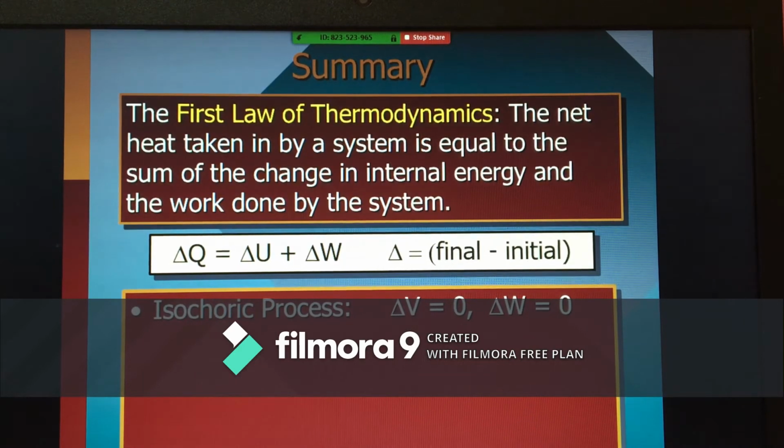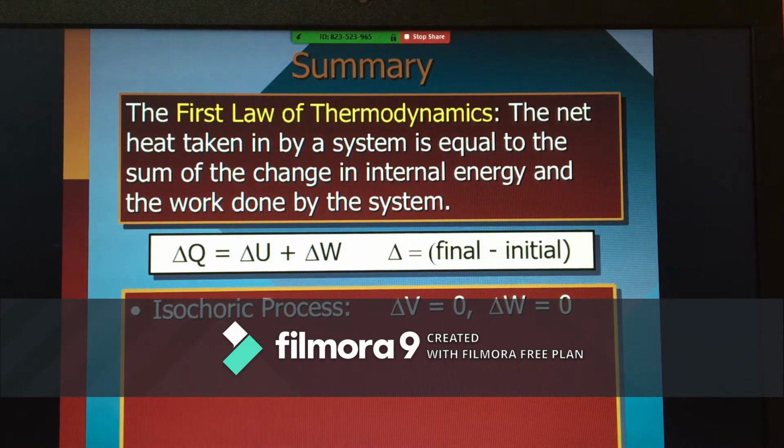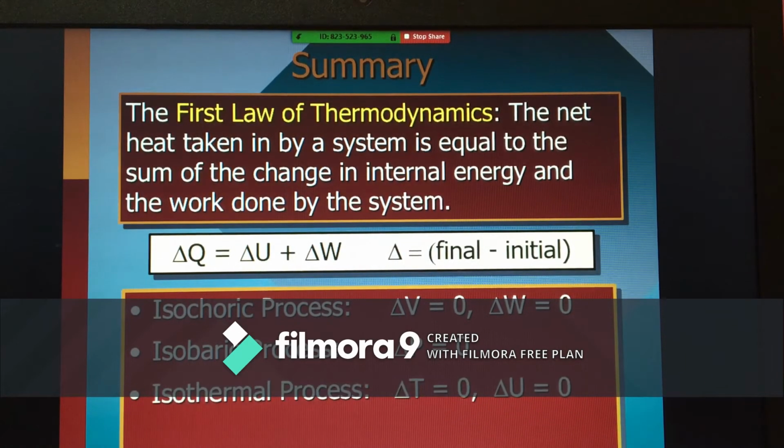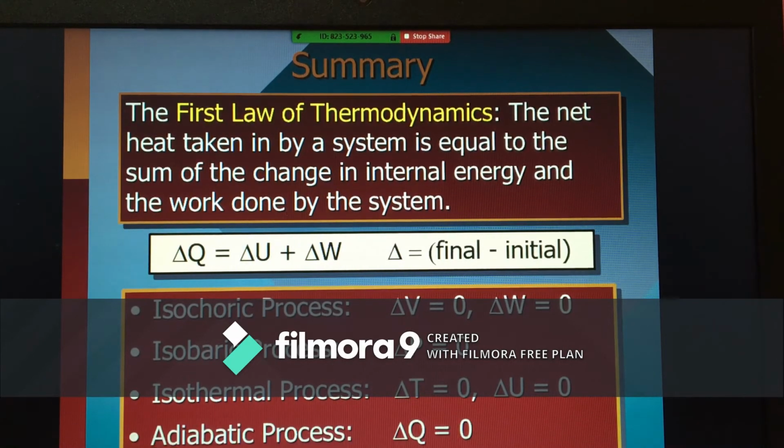Then, we have four processes. The first one is the isochoric process. So, delta V is equal to 0 and delta W is equal to 0. Next is isobaric process. Delta P is equal to 0. And the isothermal process, delta T equal to 0 and the delta U is equal to 0. No change of internal energy. And finally, adiabatic process. So we have delta Q is equal to 0. So that's why we have delta W equal to minus delta U for adiabatic process.